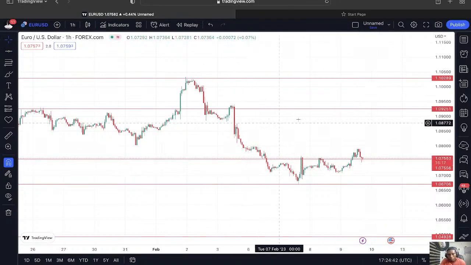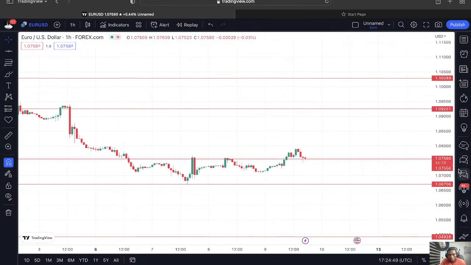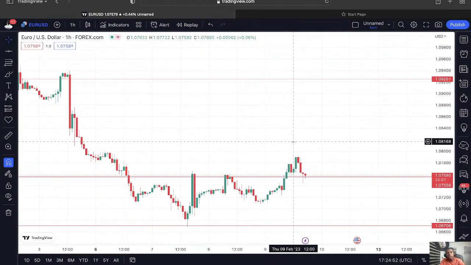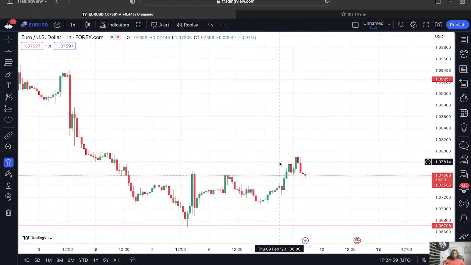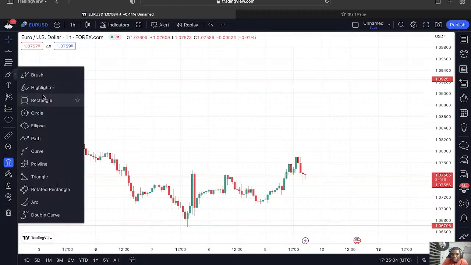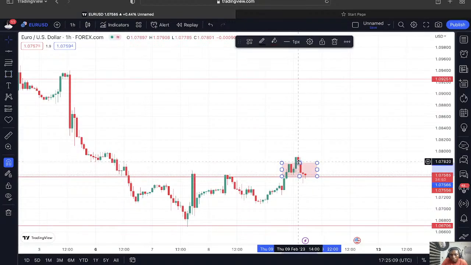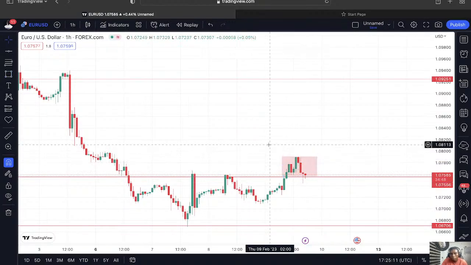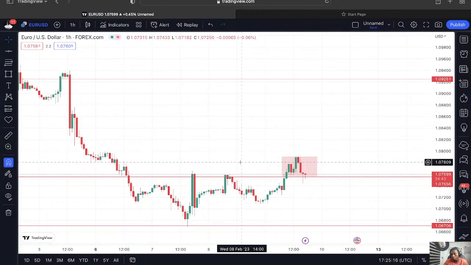If you look closely at the 1 hour time frame, the last 1 hour, what did you see? A rejection candle. So one thing you want to do is monitor price movement within this level. You want to monitor price movements within this level.